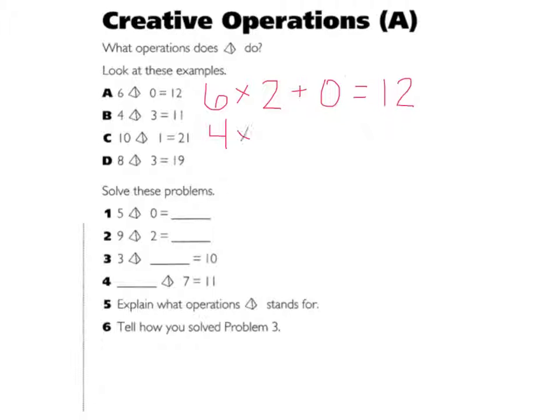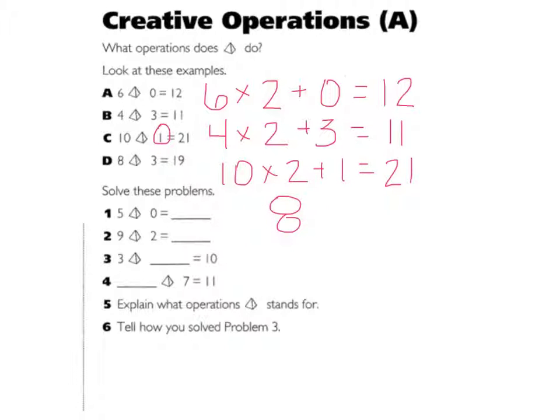4 doubled is 8, plus 3 is 11, so it works for B. Let's see if it works for C. 10 doubled, or times 2, plus the second number is indeed 21. And now let's try it for example D.